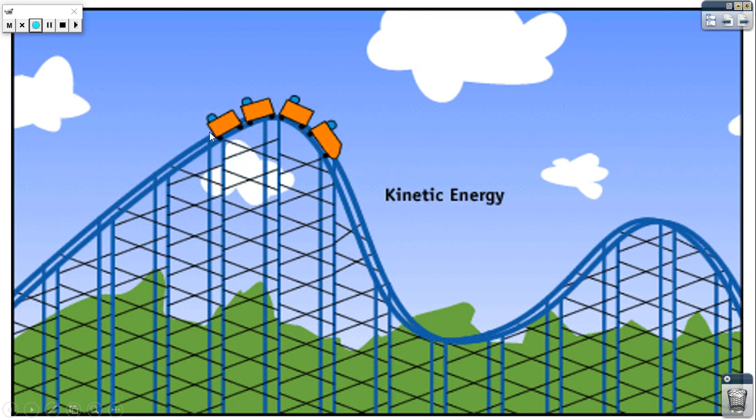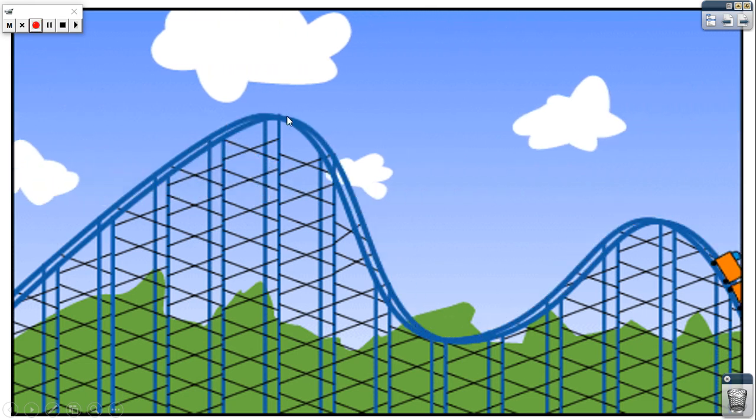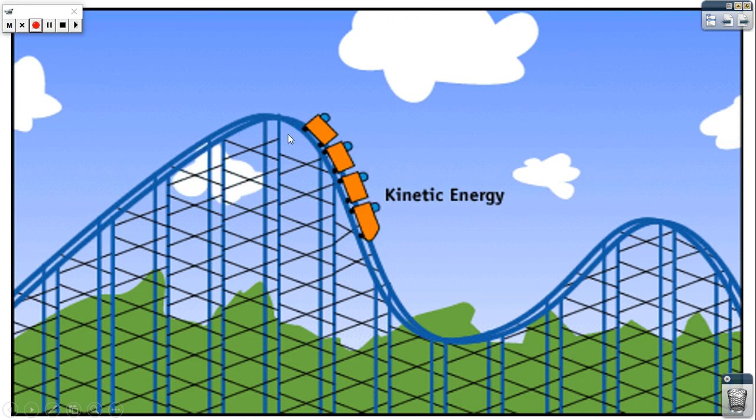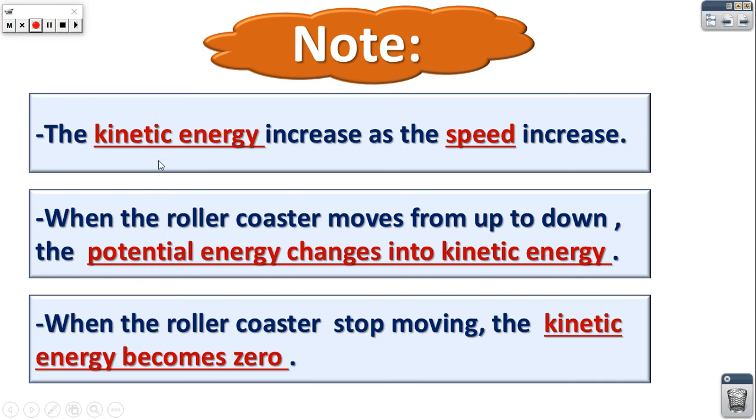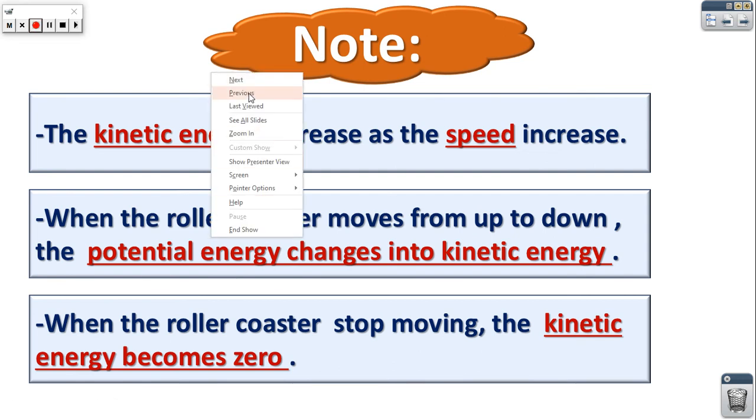So in the roller coaster, the kinetic energy changes into potential energy, and the potential energy changes into kinetic energy one more time. The kinetic energy increases as the speed increases. So when you increase your speed, your movement increases, right? When the roller coaster moves from up to down, the potential energy changes into kinetic energy. And when the roller coaster stops moving, the kinetic energy becomes zero. Let's see.